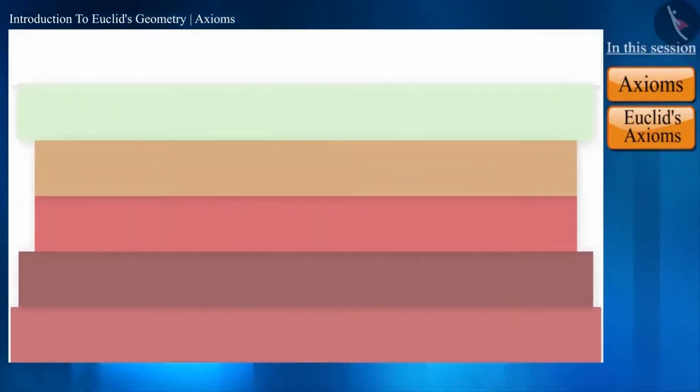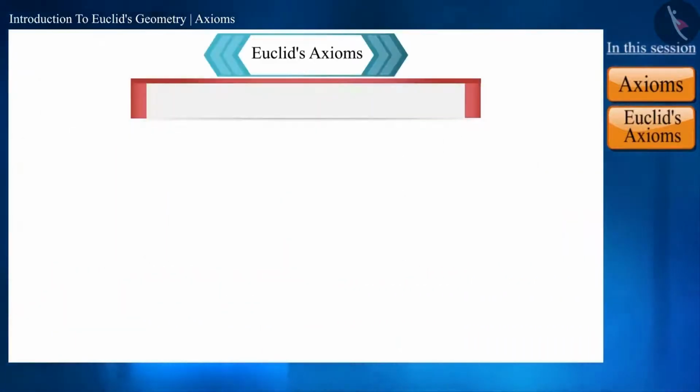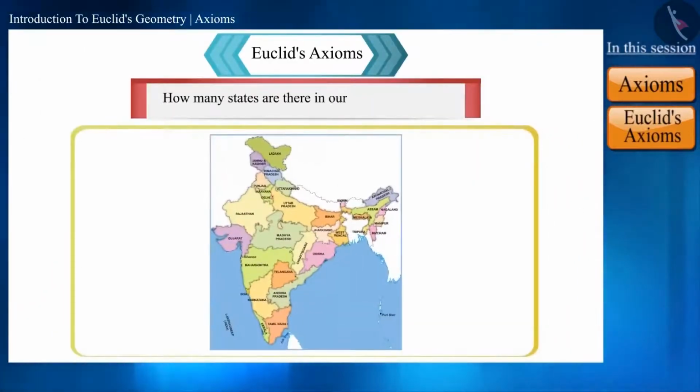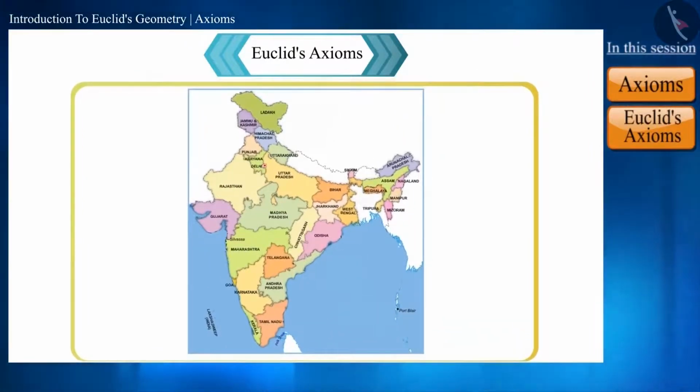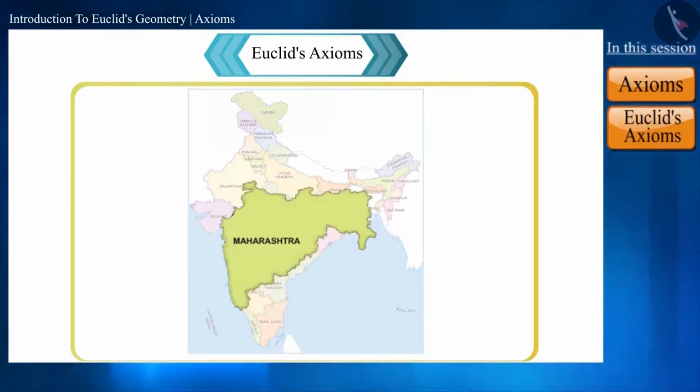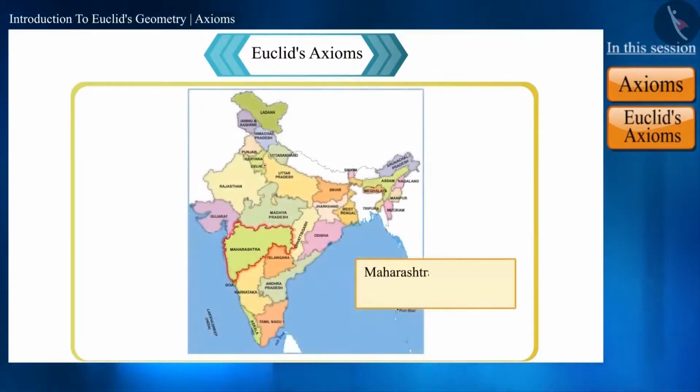Before coming to Euclid's fifth axiom, let's see a simple question. Tell us how many states there are in our country, India. Yes, there are a total of 28 states. That is, India is divided into 28 states. If we look at one of these states like Maharashtra, then it is certain that it will be smaller than India because it is only a part of India.